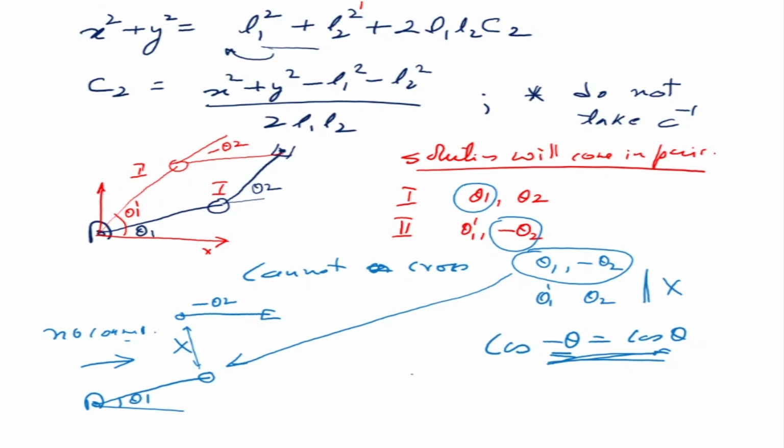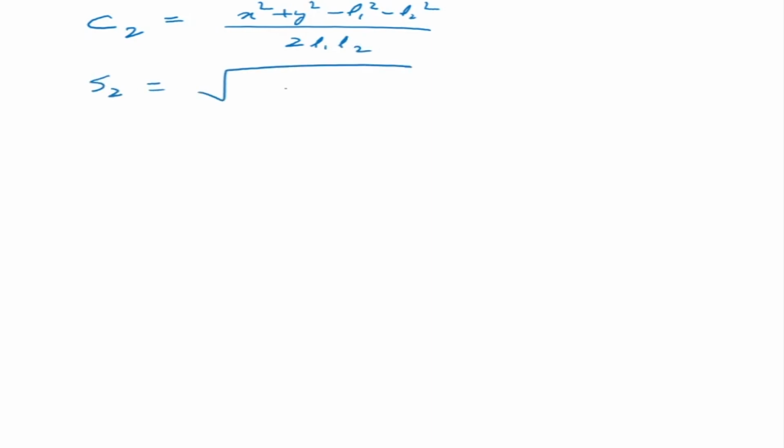So what we do is, from cos 2, we have just seen cos 2 is equal to x squared plus y squared minus L1 squared minus L2 squared divided by twice L1 L2. From here we take sine 2, which is equal to root over 1 minus cos 2 squared. We convert this to sine 2. Then we use the function theta 2 is equal to atan2 of sine 2 and cos 2.